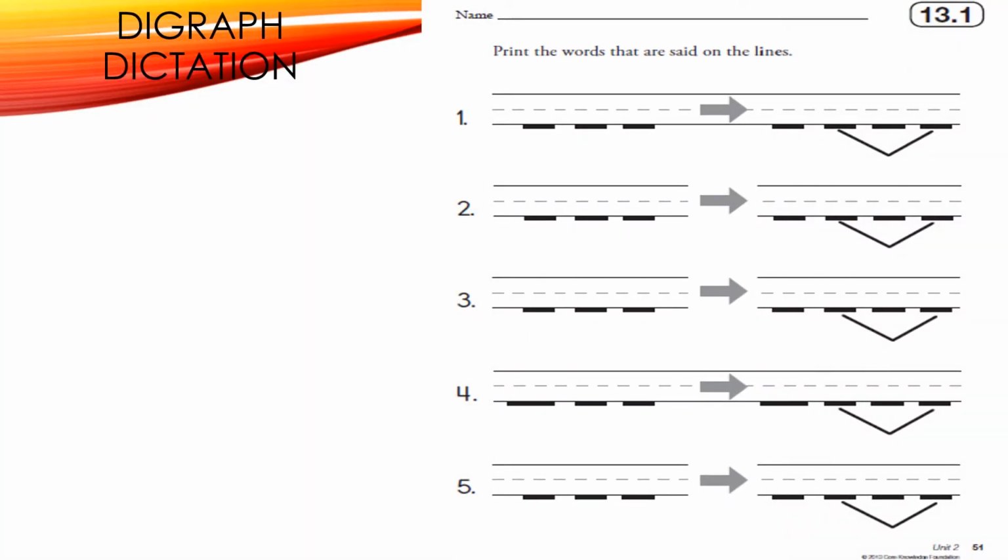Now let's go ahead and open up our Unit 2 workbooks to page 13.1. That's 13.1 in the upper right-hand corner. You will find this on page 51. That's 51 in the lower right-hand corner. Remember to put your name nice and neat on your paper. If you need more time, please press pause on this video and then press play when you're ready.